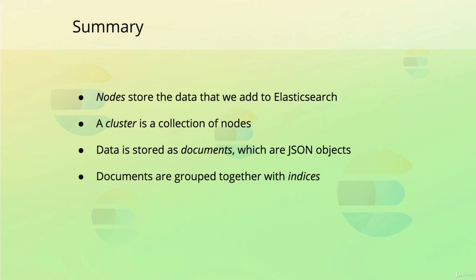Alright, let's take a short moment to recap on the key takeaways from this lecture. An Elasticsearch cluster is a collection of nodes which are responsible for storing data. A node refers to a running instance of Elasticsearch, which can be running on a physical or virtual machine, or within a Docker container, for instance.